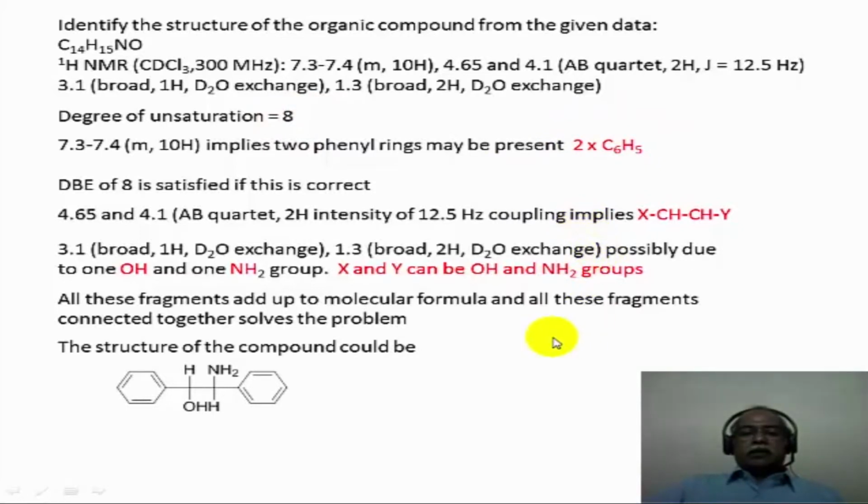So most likely structure is this particular structure. The additional two groups that need to be attached to these CH carbons here are the phenyl groups, and the X and Y are OH and NH2. So this is essentially the molecule.